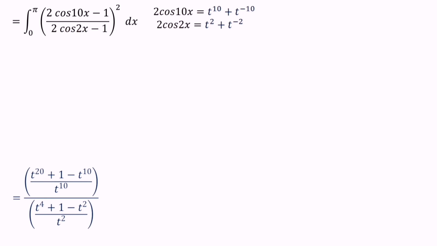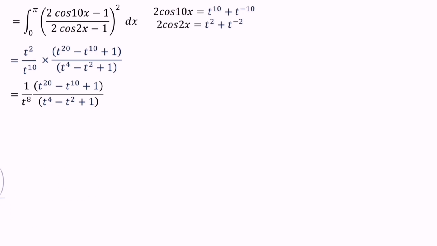Then we need to simplify this function. The denominator of the denominator we can write in the numerator. So we get the result t squared over t to the power of 10 times t to the power of 20 minus t to the power of 10 plus 1 over t to the power of 4 minus t squared plus 1. After that, we can simplify t squared over t to the power of 10 as 1 over t to the power of 8.